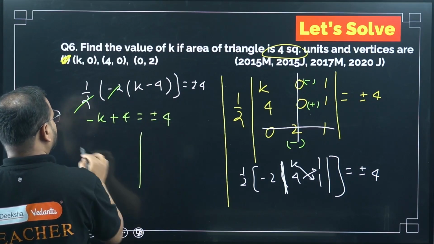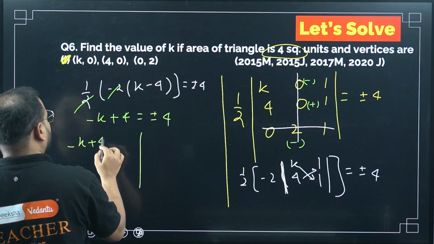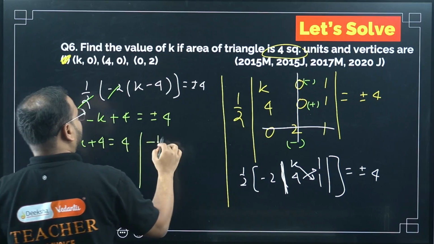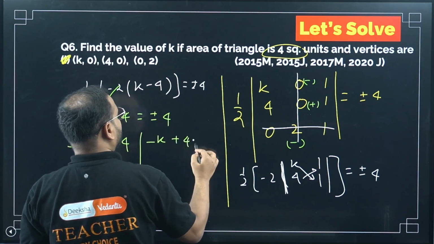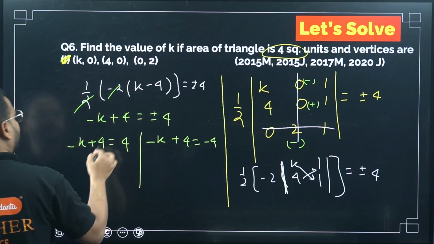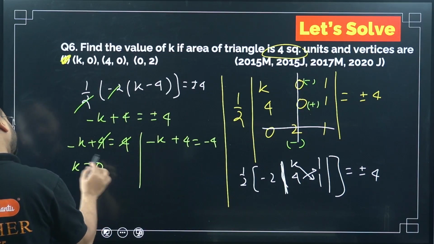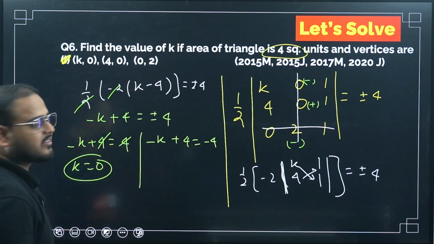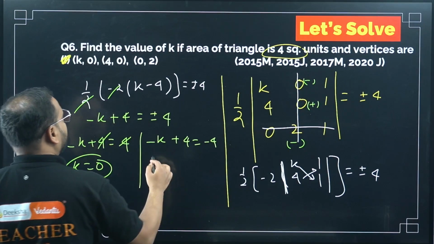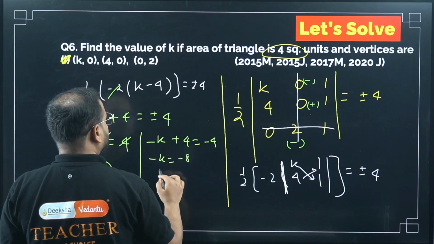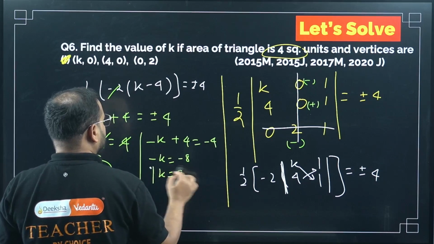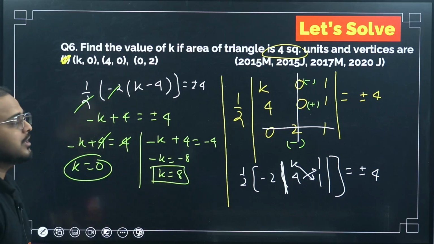So I have two possibilities. Minus K plus 4 is equal to 4, or minus K plus 4 equals minus 4. In this case, K is 0, as 4 and 4 cancel. Over here, I get minus K equals minus 8. So K is equal to 8. I have two answers, 0 or 8.